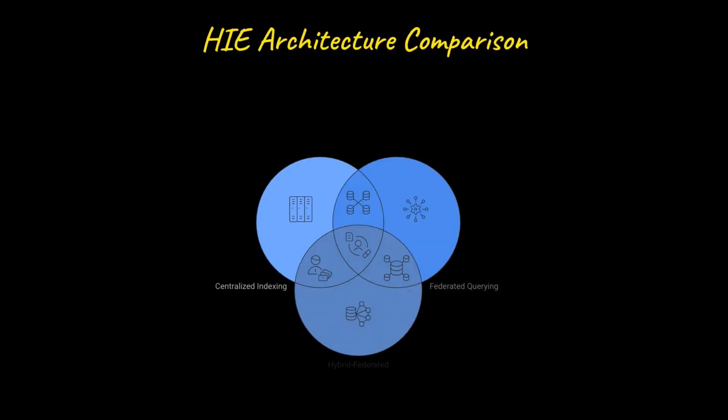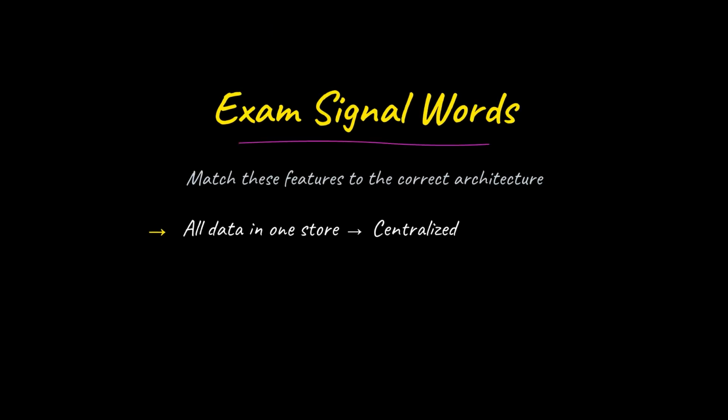The key structural difference is the presence or absence of a central layer. Only hybrid federated introduces a middle tier, the record locator service, that indexes patient pointers without ever holding the clinical records themselves. When an exam stem describes a specific design choice, focus on 2 things: where the clinical data lives and whether any central component exists.